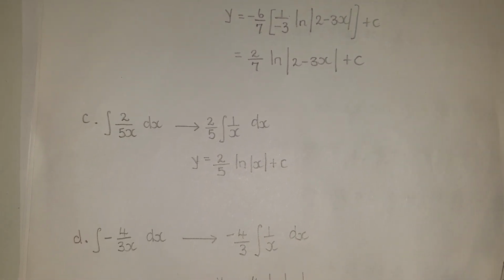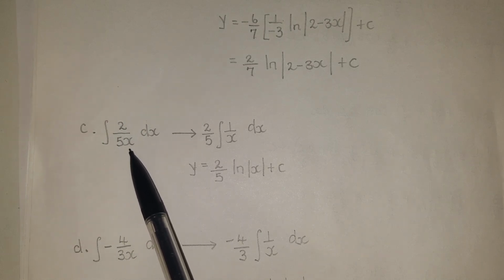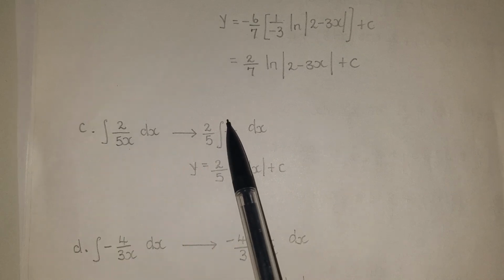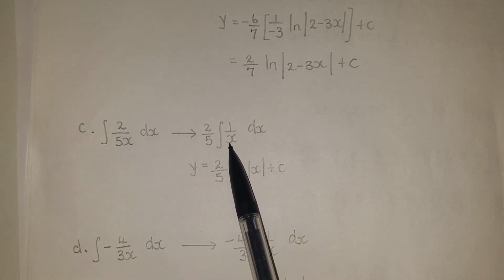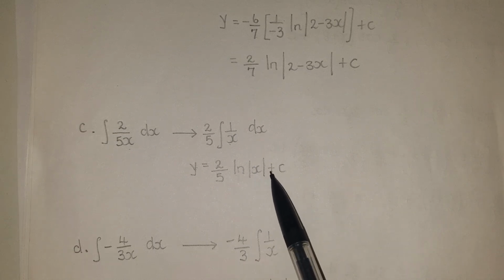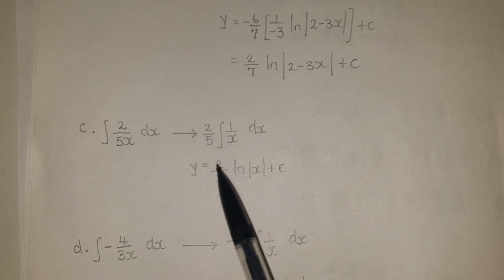In our third question, we have the integral of 2 over 5x. So we'll factor out the 2 over 5 and integrate the 1 over x that's left back. The integral of 1 over x is ln modulus x plus c, so that simply gets multiplied by the 2 over 5 that was factored out initially.